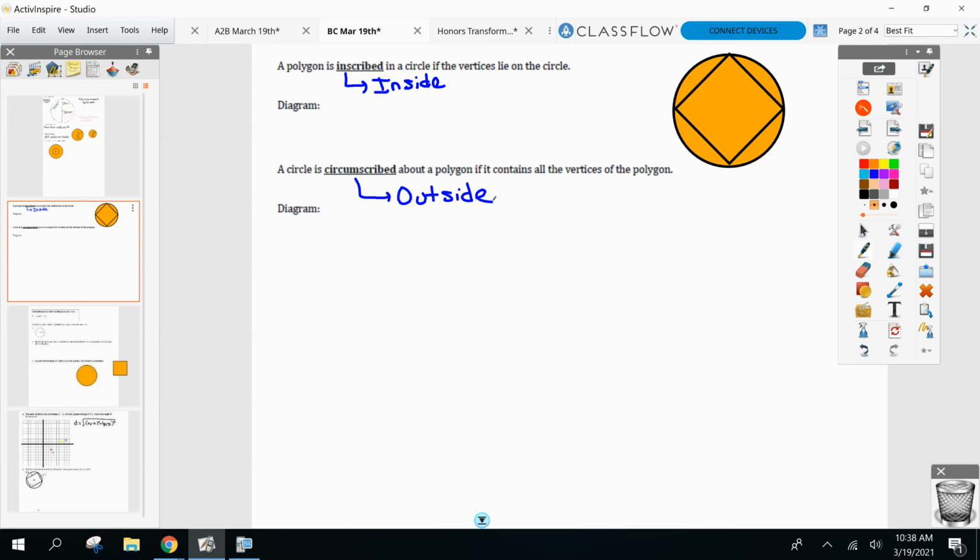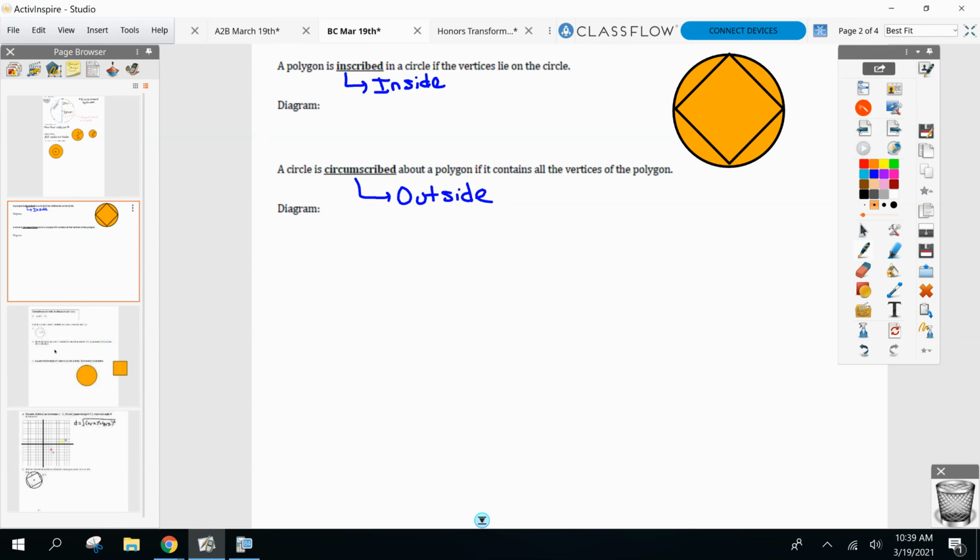But it'd be the same diagram. Correct. For circumscribed and inscribed in this case, yes. Same diagram. My quadrilateral is inscribed. The circle is circumscribed around the square. Wow, a lot of new vocab already, huh?